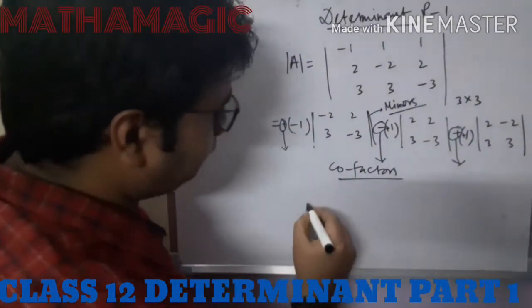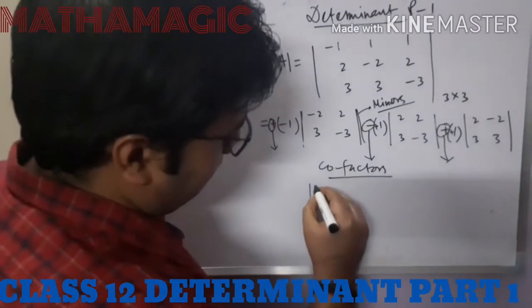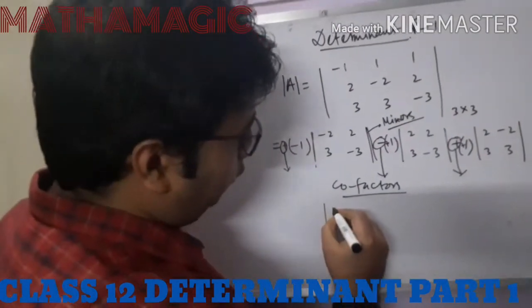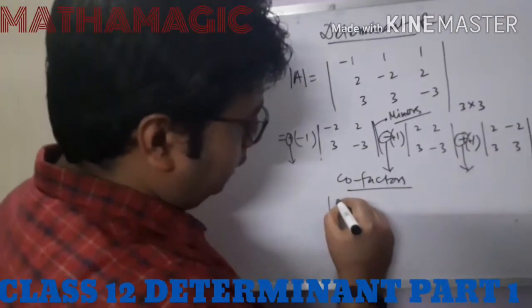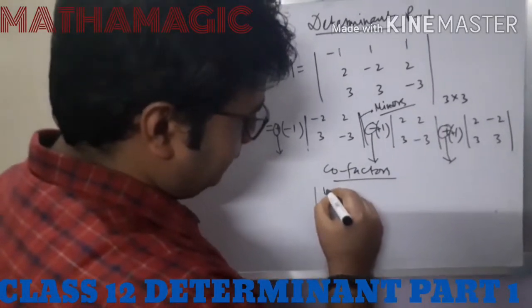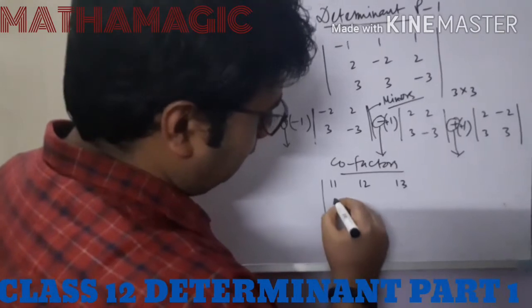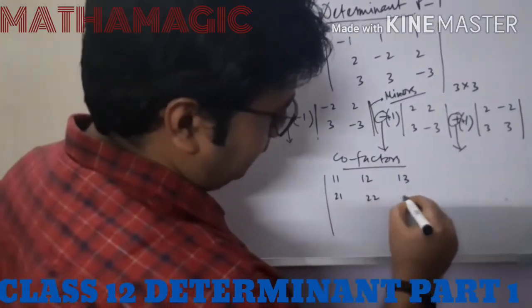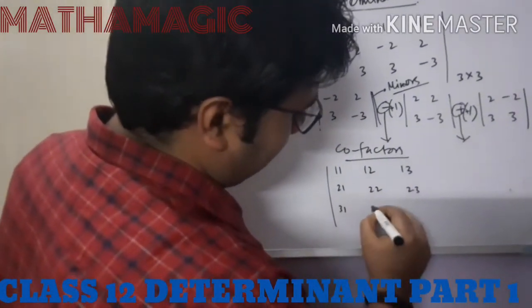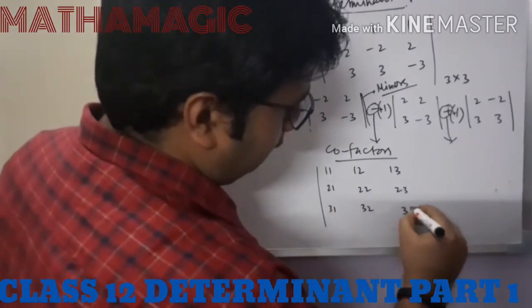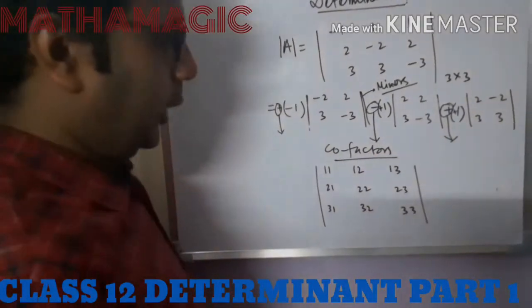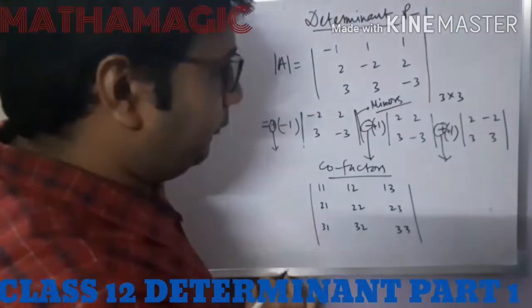First of all, we'll write it like this. We have seen that we just turn the elements like this. This is the first row, first column element. This is the first row, second column. This is the first row, third column. This is second row first, second row second, second row third, and third row first, third row second, and third row third.